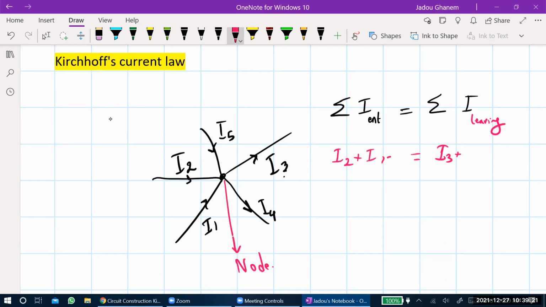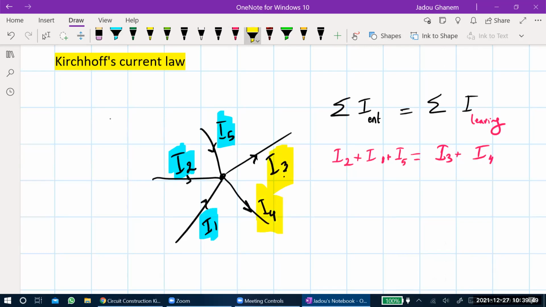I5 is entering. If I4 is connected to it, then I4 is the one that's leaving. And then there is the node, which is nothing right now, it's just a name. So let me just highlight it: I2, I1, and I5 are entering, while I3 and I4 are leaving.